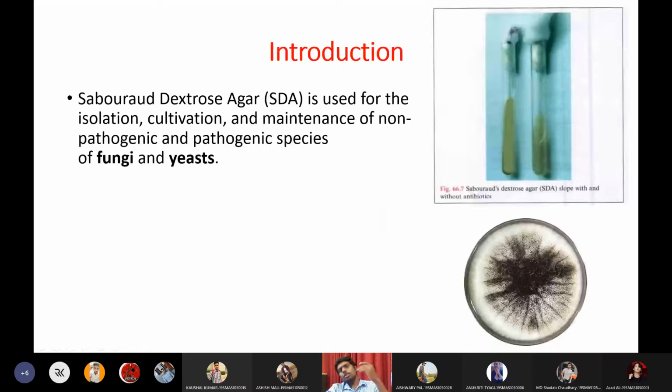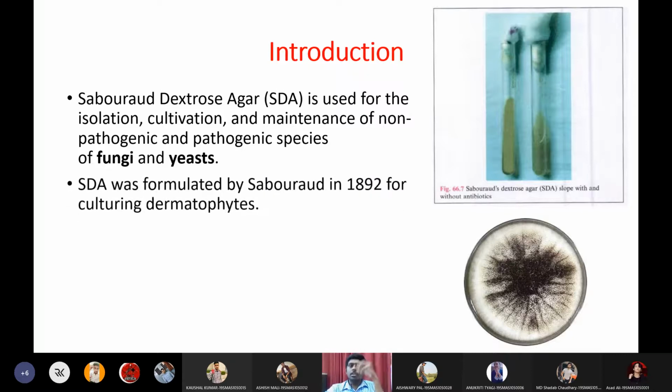Sabouraud dextrose agar is used for isolation of fungi, cultivation of fungi, and maintenance of non-pathogenic and pathogenic species of fungi. For maintaining pathogenic and non-pathogenic species of fungi, for isolation, and for cultivation of fungi, we will use this SDA agar. Okay. Then SDA, why is it called Sabouraud's?